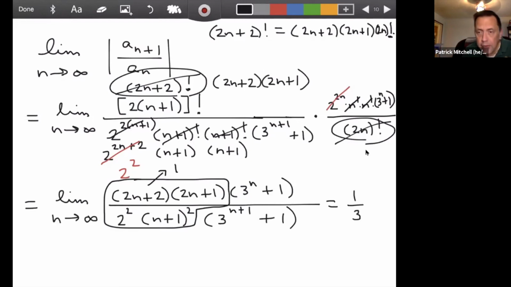All right, so there you have it. That limit is 1/3. What was the question again? Oh, the question was, does the series converge? We were using the ratio test. 1/3 is less than 1. This series converges. In fact, it converges absolutely, but they only asked whether it converges, so that's what we will answer.